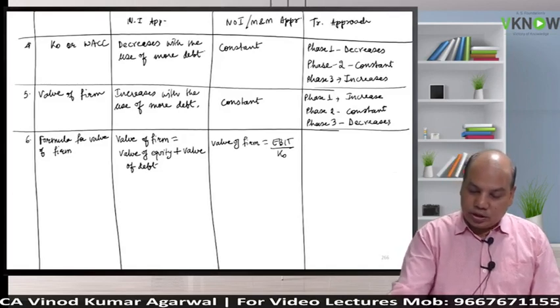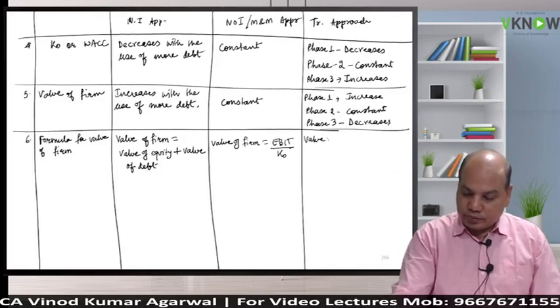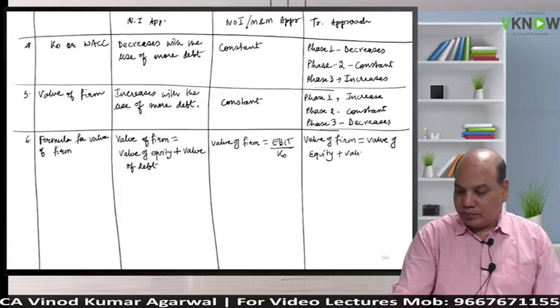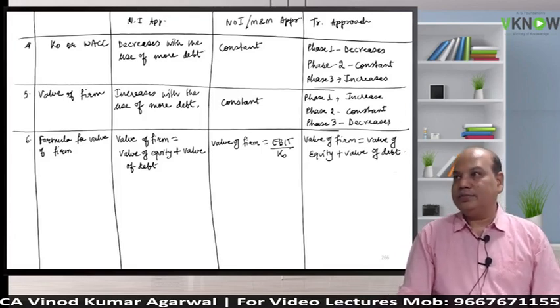And in traditional approach also, usually we will follow this method. First we will find the value of equity and we will add the value of debt.